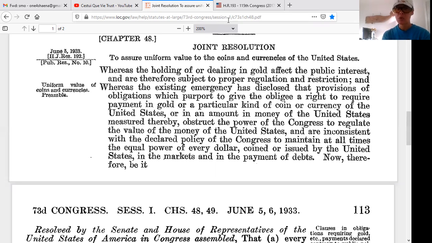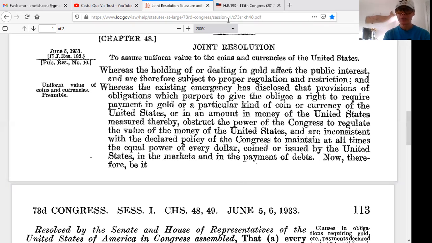Essentially, the joint resolution was introduced on March 9th, 1933, and less than 3 months later, it was passed by a joint resolution of both parties, left and right wing, on June 5th, 1933. And I'm just going to read this for the public record here.